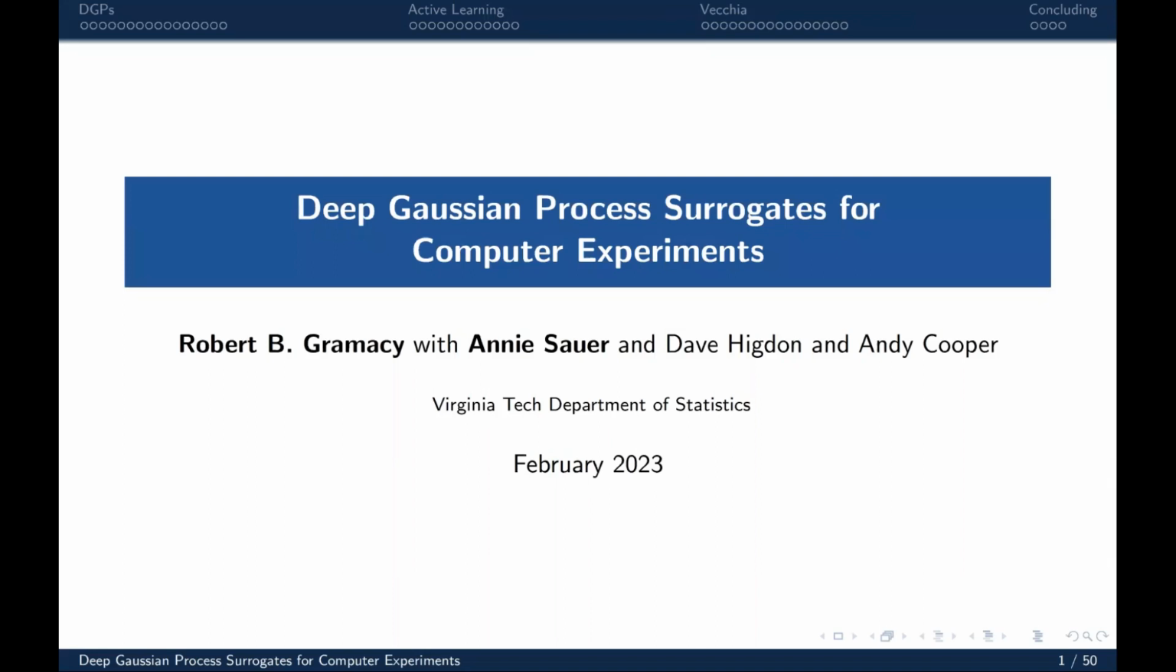So I'm going to tell you about deep Gaussian processes for computer experiments. I'll introduce what both of those things are.